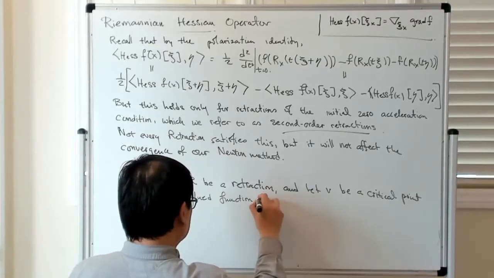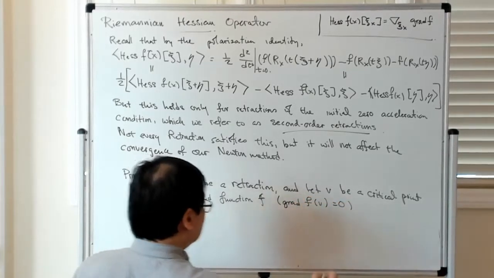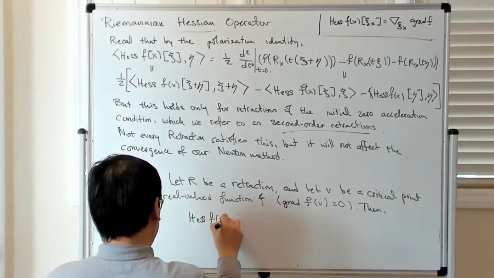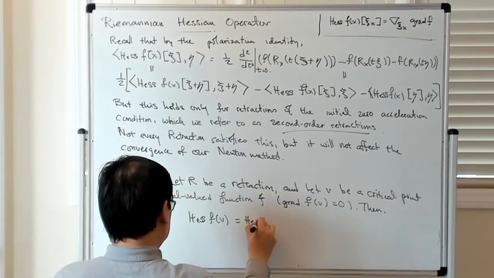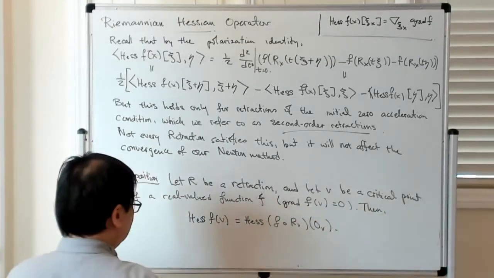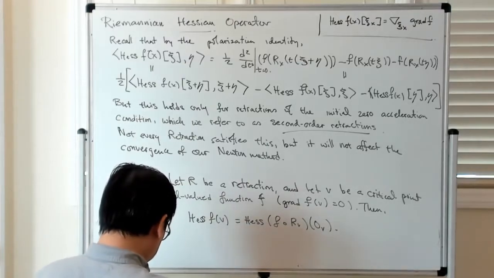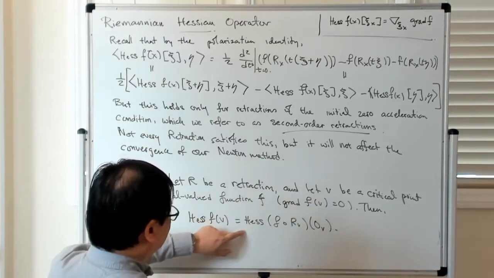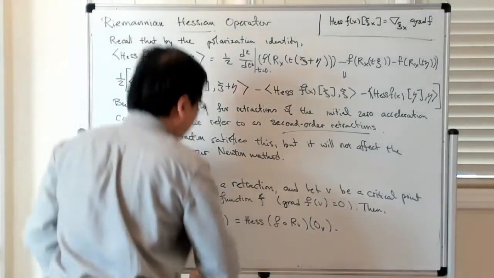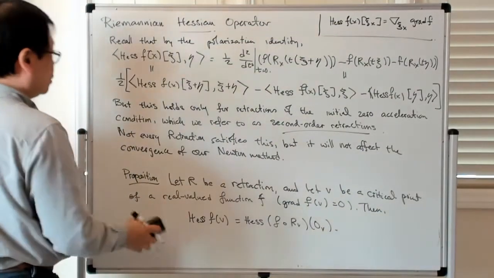Okay, so what I mean by critical point obviously is that the grad of f at v is equal to 0. All right, then the following is true: the Hessian of f at v is equal to the Hessian of f composed with R_v at 0_v, and this is true even if the retraction is not a second order retraction. Okay, so that's the important part, that you have the equality of these two things at the critical points, and so that's really what matters at the end of the day from the point of view of the convergence properties. Okay, all right, so let me try to show this result.